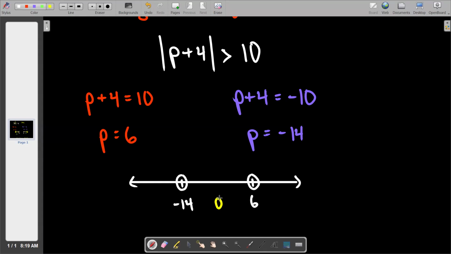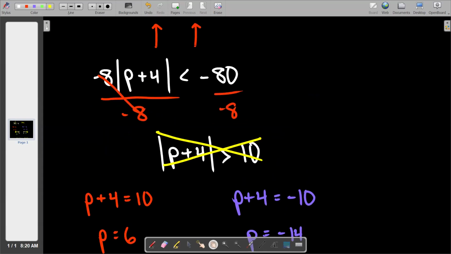He's our bestest friend. But remember, do not test him here. There is a chance that that's no good. We're going back to the original problem before we screwed around with it, and we're going to put 0 right there. What is 0 plus 4? What's the absolute value of 4? What is -8 times 4?